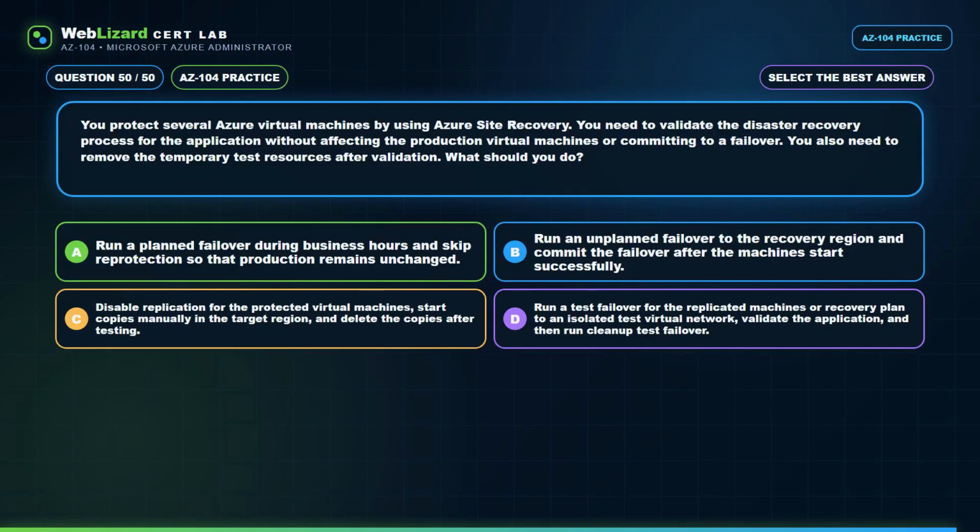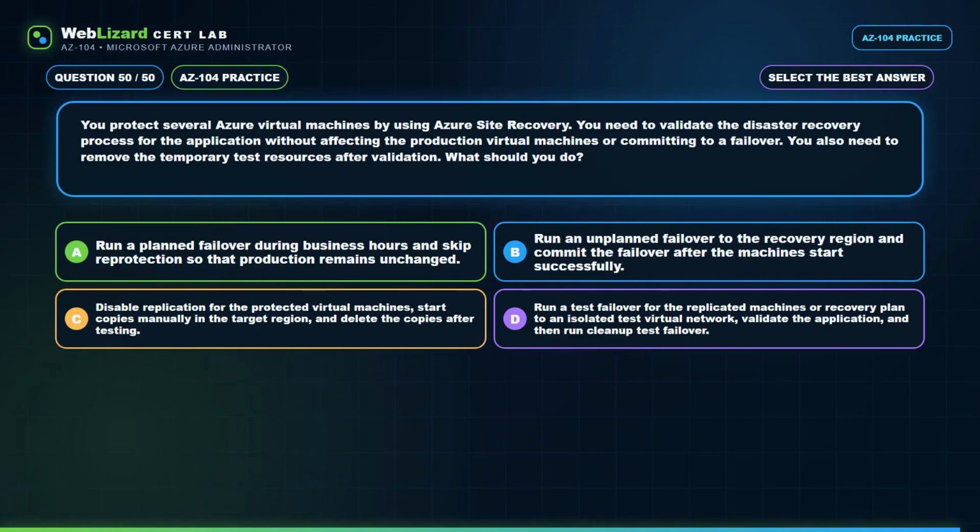Question 50. Select the best answer. You protect several Azure virtual machines by using Azure Site Recovery. You need to validate the disaster recovery process for the application without affecting the production virtual machines or committing to a failover. You also need to remove the temporary test resources after validation. What should you do? Option A.